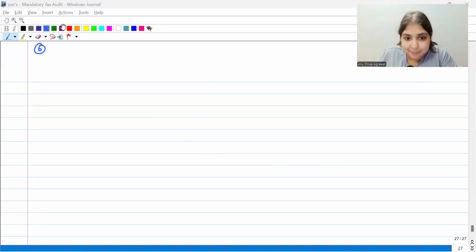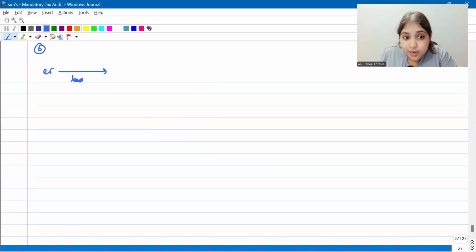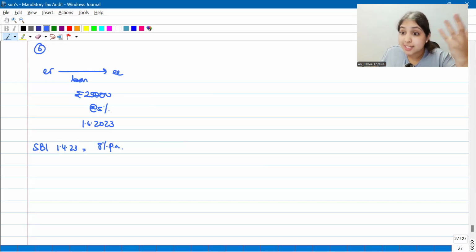So in scenario 6, again, the employer gives a loan to the employee. This loan is 25,000 rupees, let us say, and it was given at 5% on 1st June 2023. And what is the SBI lending rate on 1st April 23? Let us say it was 8% per annum. So clearly my employee is enjoying a benefit. 8% is the market rate, but the employer is charging only 5%. So no doubt the employee is enjoying a benefit. But what is the purpose of the loan? The purpose of the loan is medical treatment of Rule 3A disease.